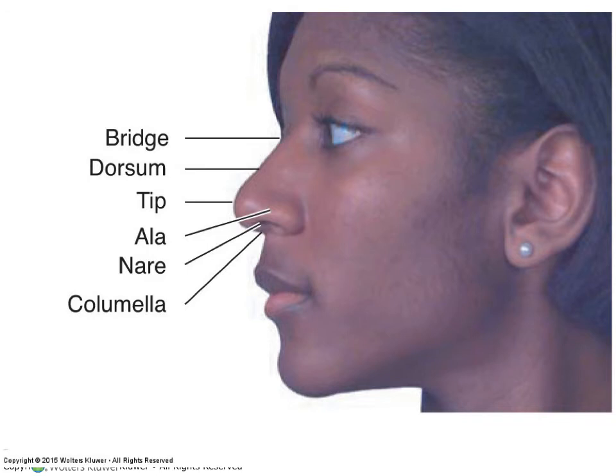The outside of the nose, just so you know, the bony part of the nose ends about the middle area of where the nose sticks out there, and the rest of it is cartilage. The nostrils are referred to as nares, and the tip of the nose.